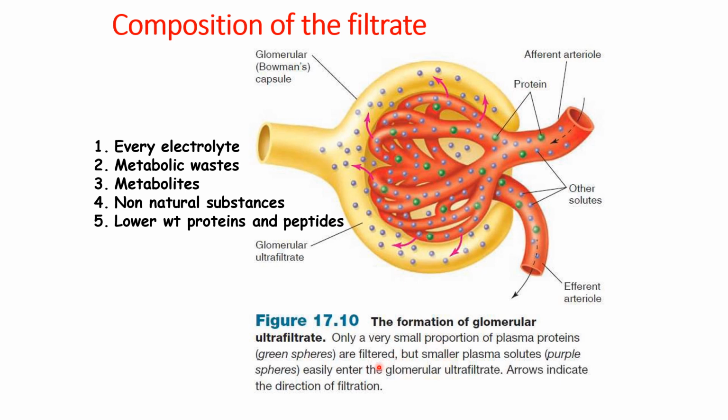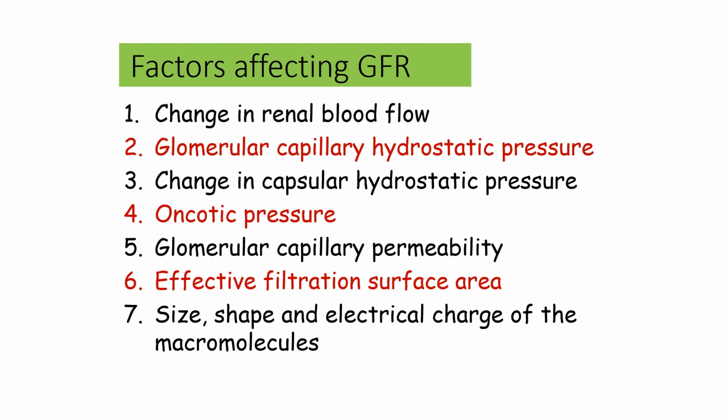Only a very small portion of the plasma proteins are filtered, but small plasma solutes easily enter the ultrafiltrate. So the arrows indicate the direction of filtration, from the capillaries into the Bowman's capsule, right? So the factors affecting glomerular filtration rate are change in renal blood flow. If the blood flow increases or decreases, it automatically affects the GFR. And glomerular capillary hydrostatic pressure.